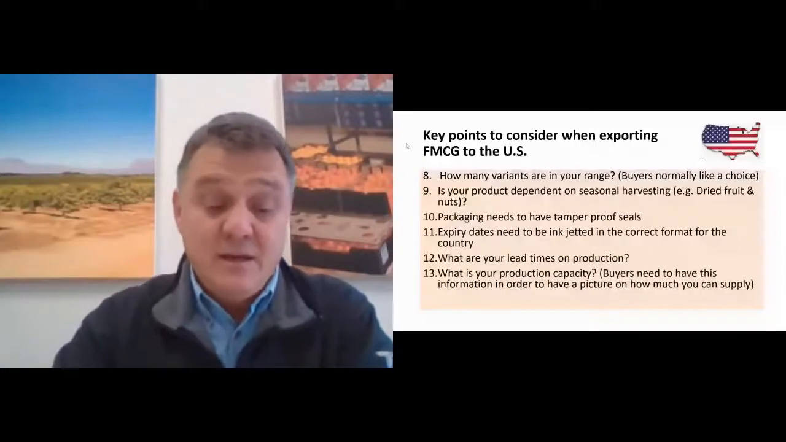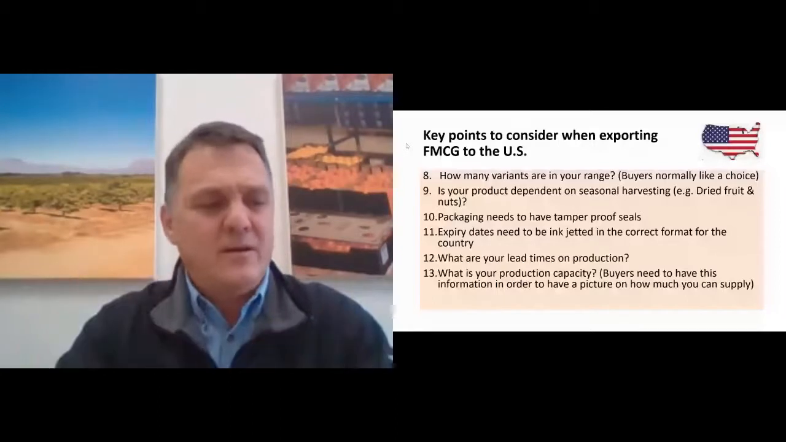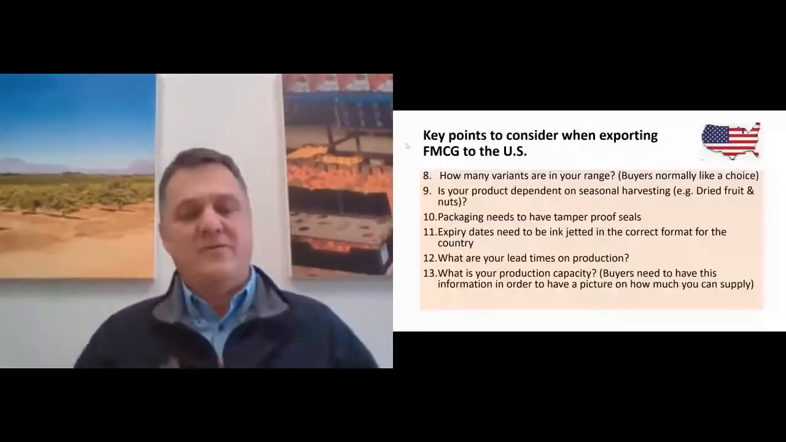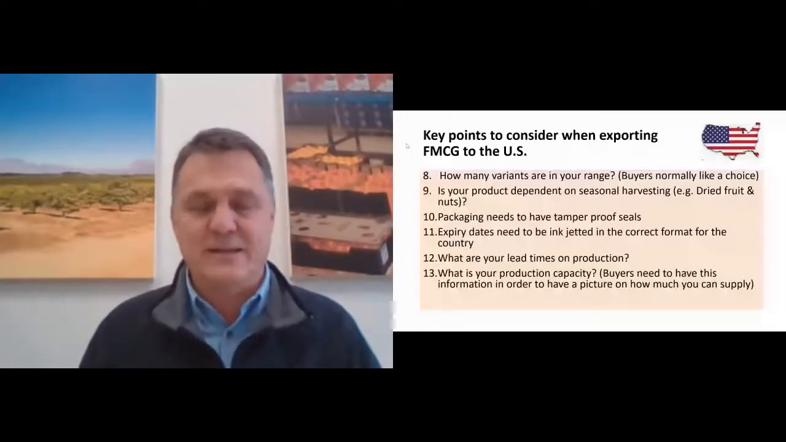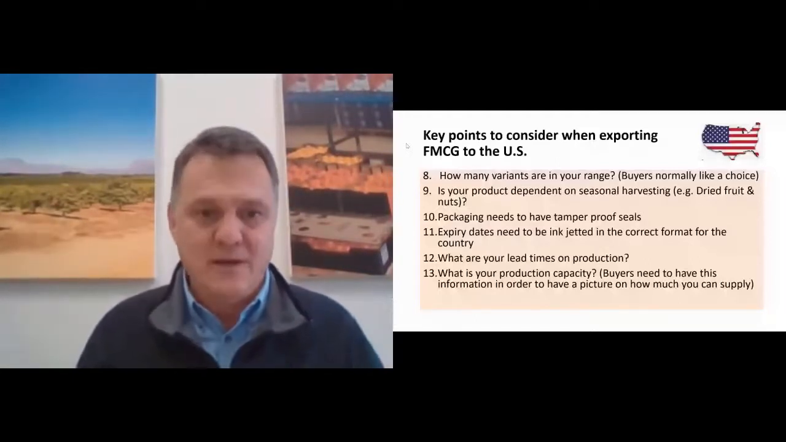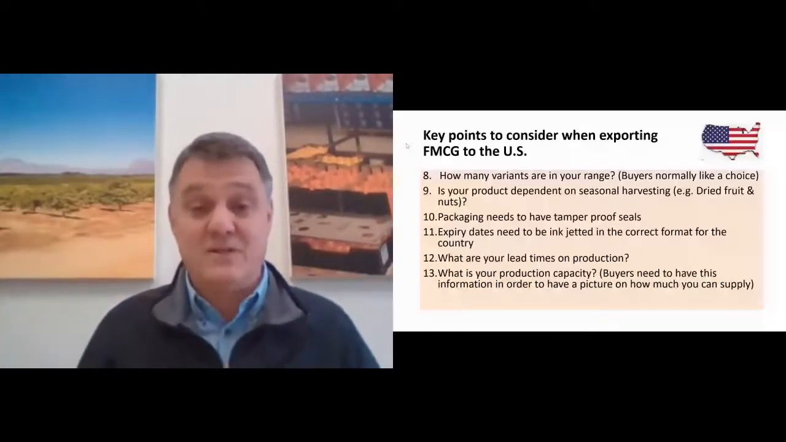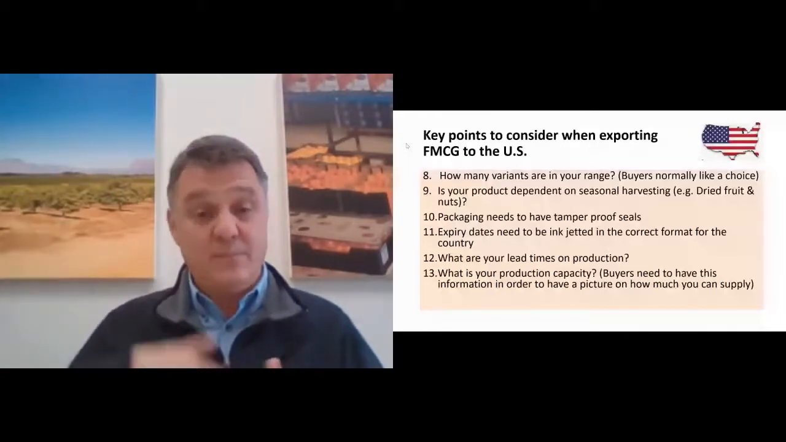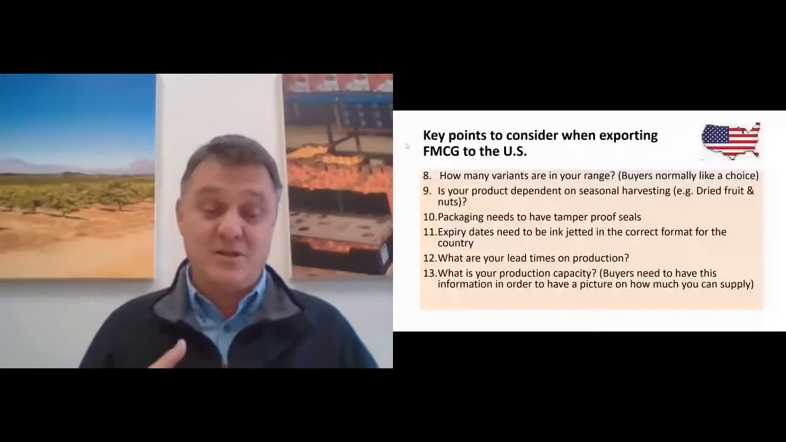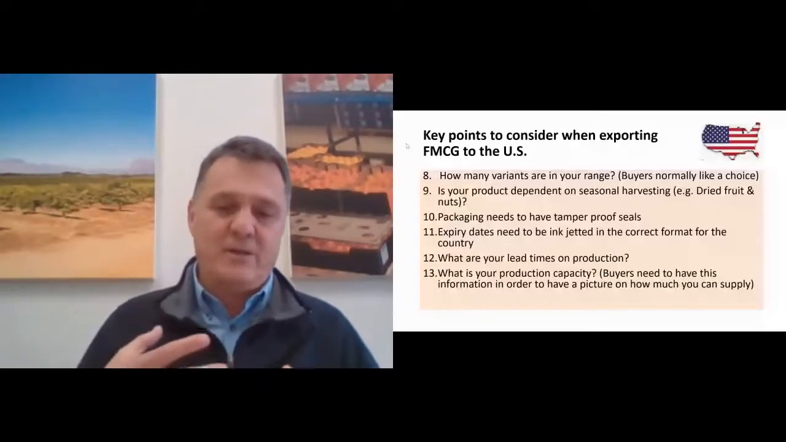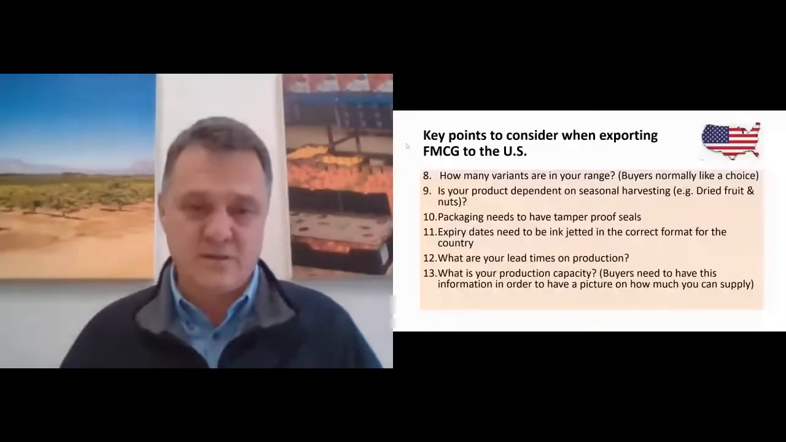Production capacity. All buyers need to have this information because they want to know, if they're a buyer for 500 stores and you have only got capacity to produce, let's say, a container every month, 500 stores will very quickly eat up a container, and the buyer doesn't want to be in a position where he lists your products on a shelf and you're not in a position to supply. So sometimes you need to really plan your export planning around the capacity of your business.